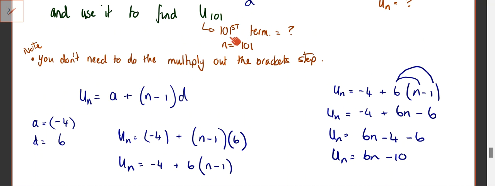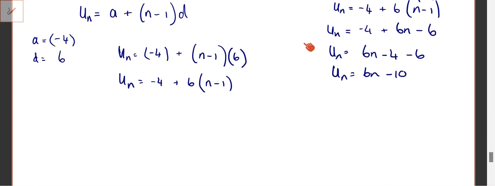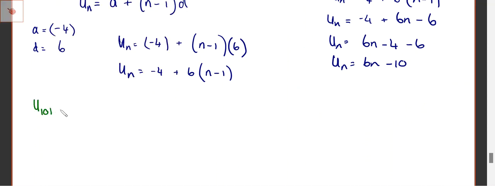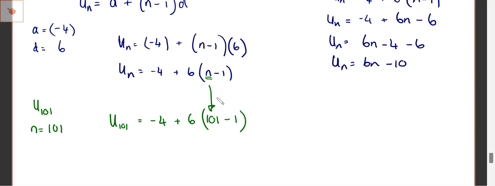The next part of it says, what's the 101st term? So for the 101st term, we're looking for U101, which means n is 101. So if I put this into here, U101 is equal to -4 plus 6 times 101 minus 1. Because I've replaced n with 101. And then we just work that out.